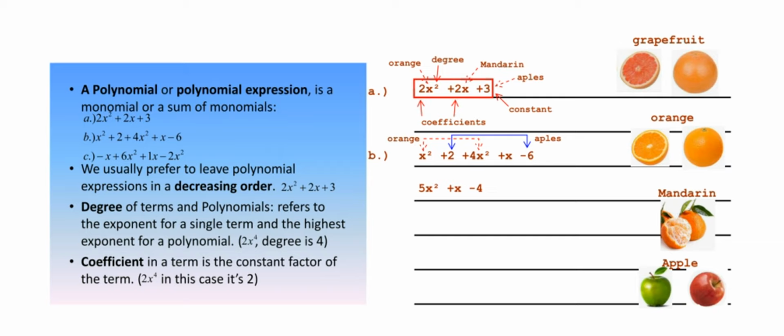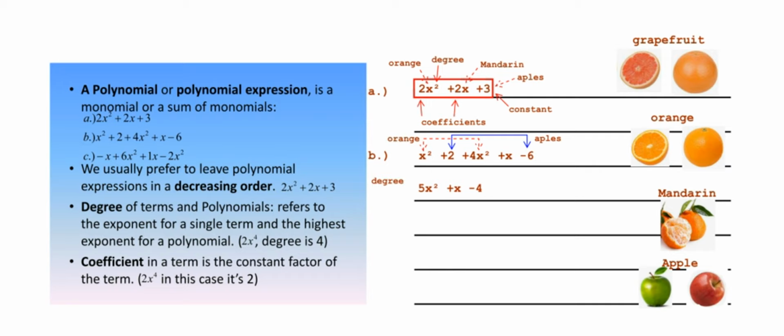So in this case, that's as far as we can simplify. 5x squared plus x minus 4. 5 boxes of oranges, a box of mandarins, and we're missing 4 apples. That way we can tell they're different. We can't combine it. That's as simplified as it's going to get.